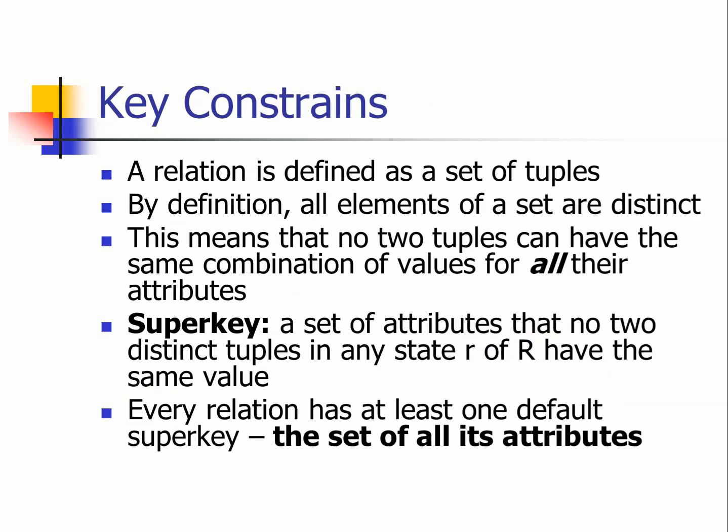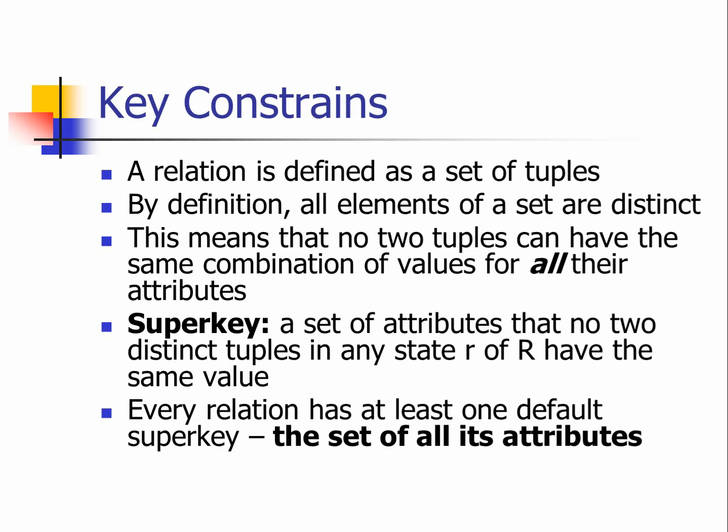A relation is defined as a set of tuples, and therefore, in order to distinguish one tuple from the other, we need to have a key constraint definition to understand how we distinguish one from another. And of course, in database, by definition, all elements of a set are distinct. There cannot be duplications of two tuples, and therefore they have to be something different. This means that no two tuples can have the same combination of values for all of the attributes.